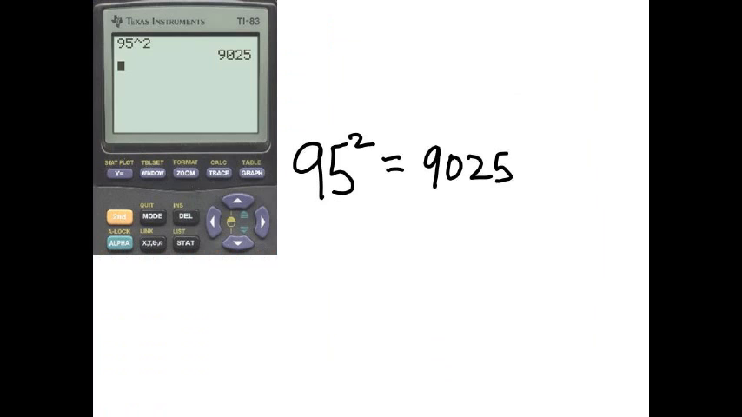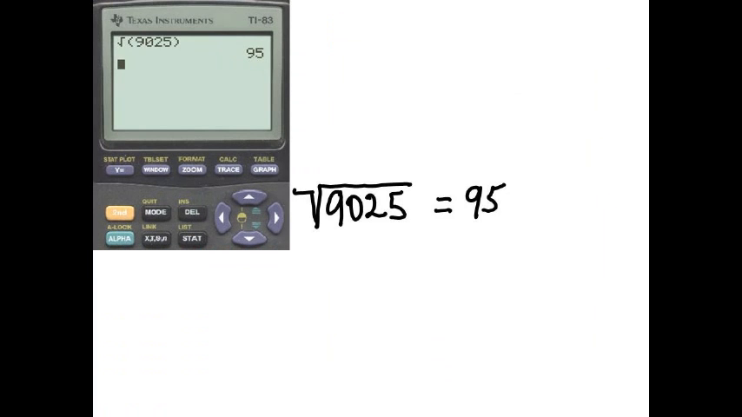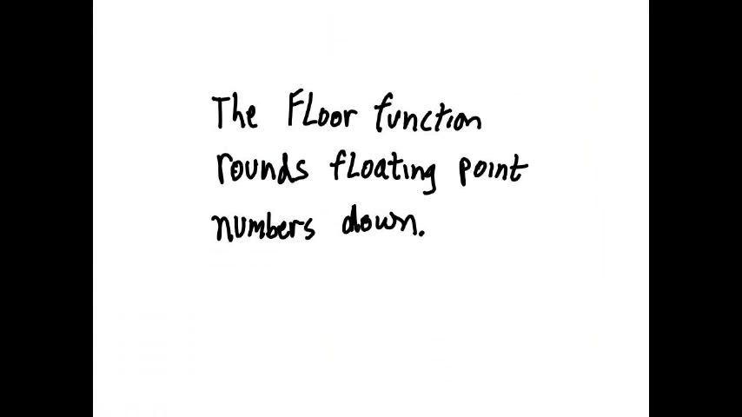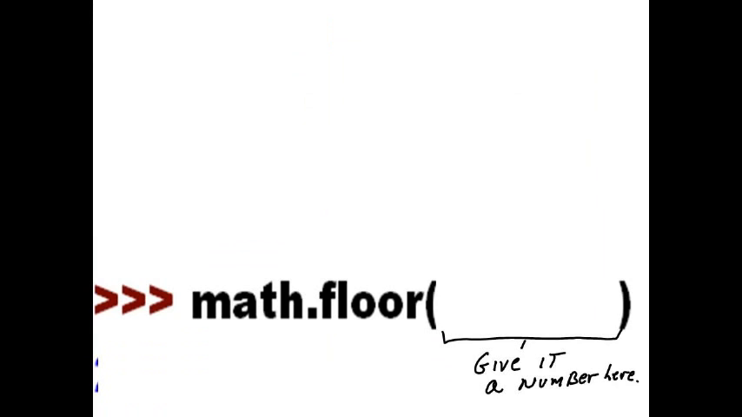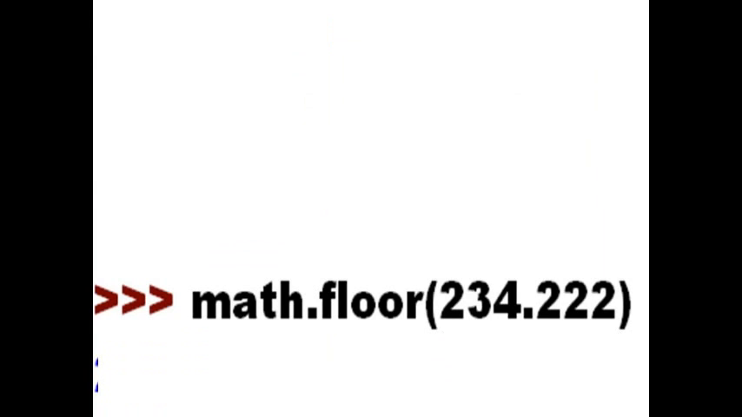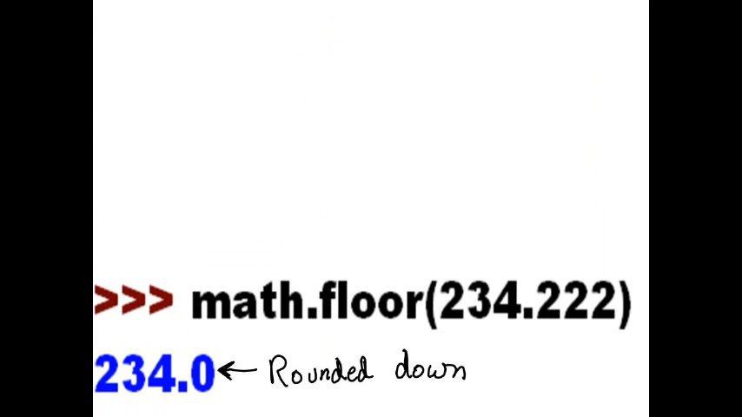Let's check this on the calculator. 95 squared equals 9025. And the square root of 9025 is 95. So it checks. The floor function rounds floating point numbers down. Math.floor. And I'm going to give it a number in here, inside the parentheses. 234.222. I hit enter, and it gives me 234.0. It rounded it down.